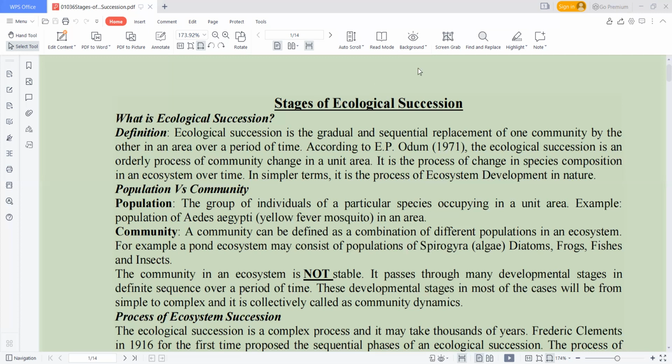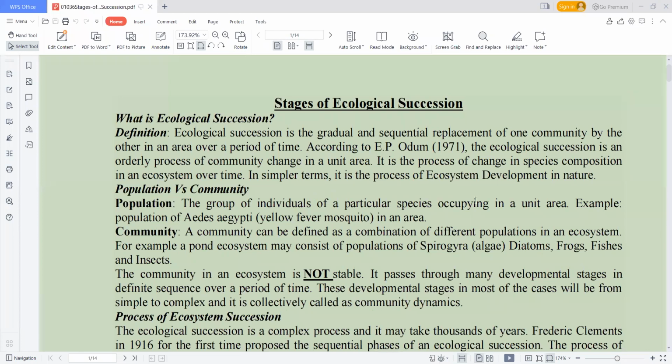Okay. So today's topic is ecological succession. Today we will discuss the stages of ecological succession. First, what is ecological succession? Ecological succession is a gradual and sequential replacement of one community by another in an area over a period of time. That is the gradual change in a single area which is occupied by different communities, a sequential replacement of one community by the other over a period of time. So it is called ecological succession.